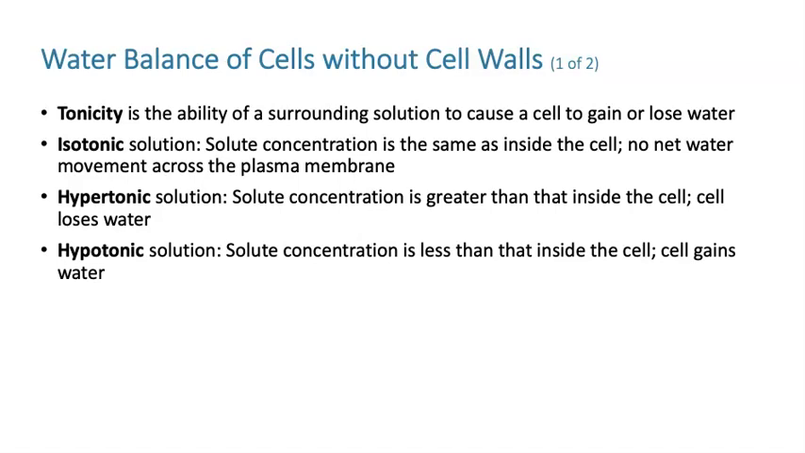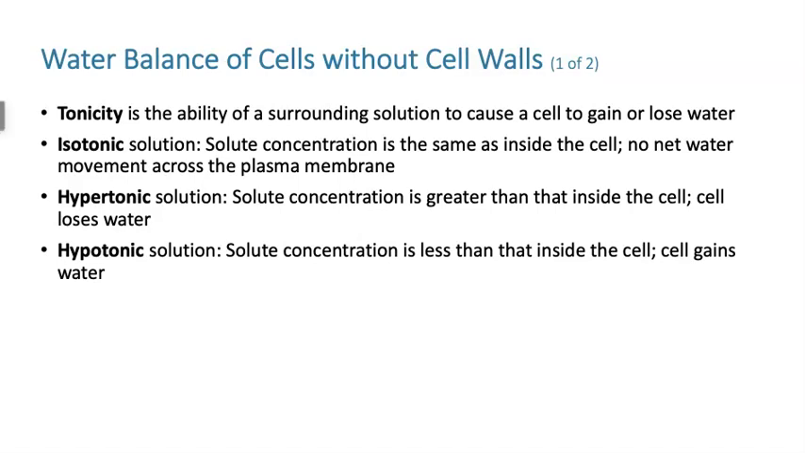In a hypotonic solution, the solute concentration outside of the cell is less than the concentration of that same solute inside the cell. And because of that, the cell is going to gain water. Water is going to move across that semi-permeable membrane, and it's going to cause that cell to expand by water moving inside.